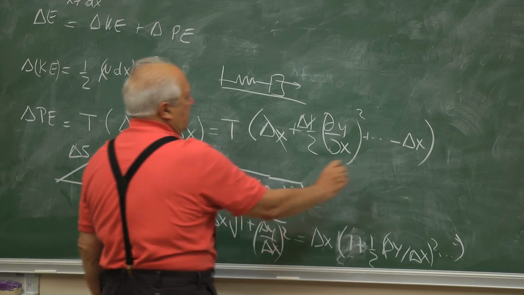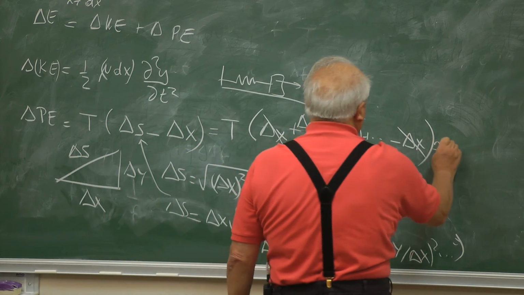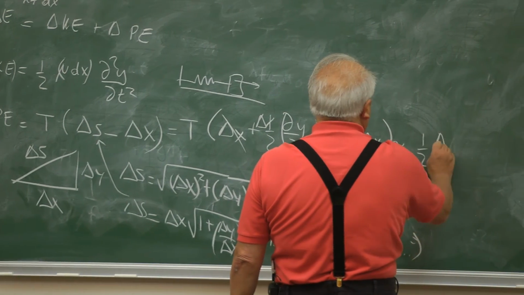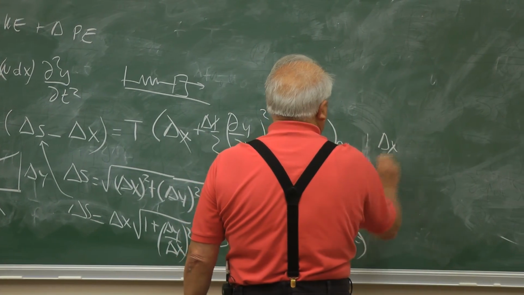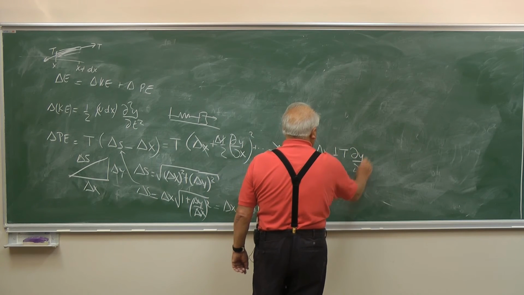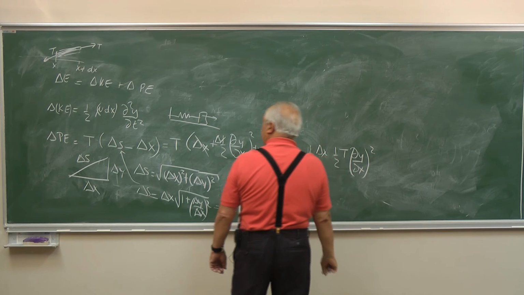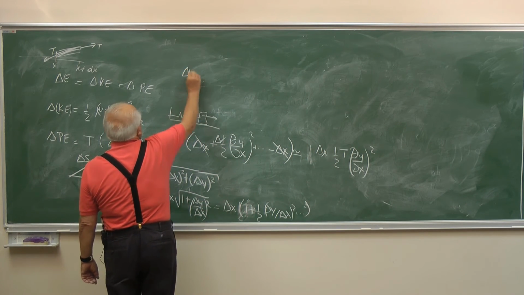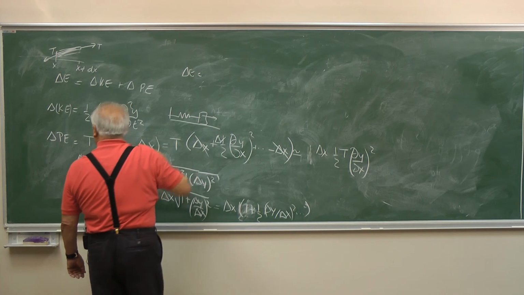So this cancels that, and to a good approximation, this is 1/2 Δx times 1/2 T (∂y/∂x)² Δx². So that's the potential energy. Therefore, now we can write ΔE. That's the kinetic energy.